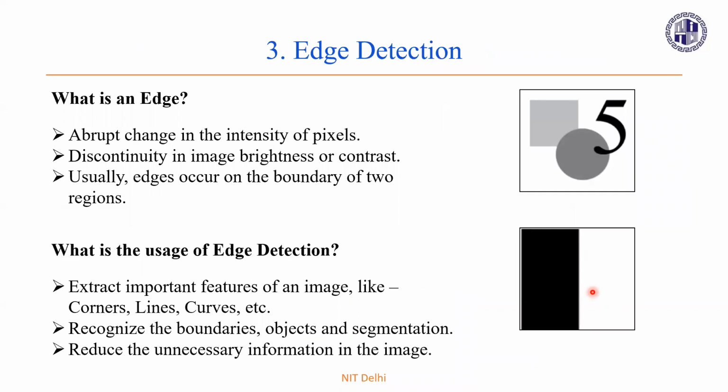Now coming to edge detection. So what is an edge? Edge refers to a boundary between two regions in an image that have different properties such as intensity, texture, color, or depth. Edges are important features in image analysis. So what is the usage of edge detection? Actually, detecting edges in an image is a fundamental task in many computer vision applications. We can determine or recognize the boundaries, objects, and segmentation.